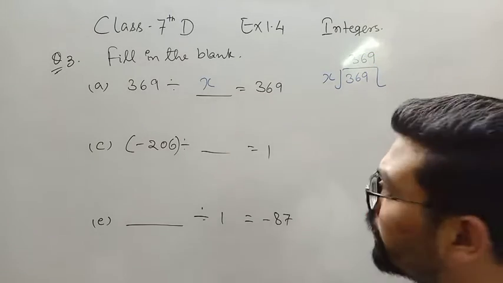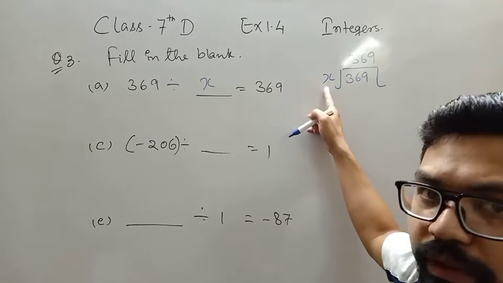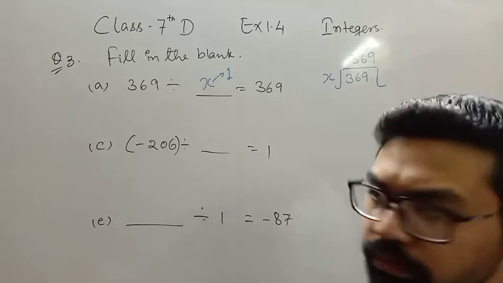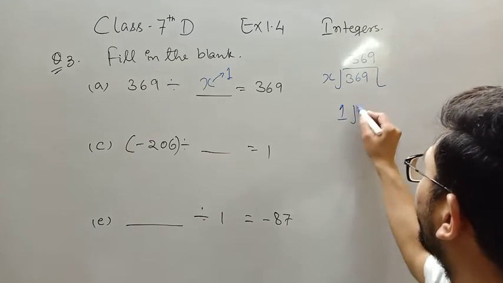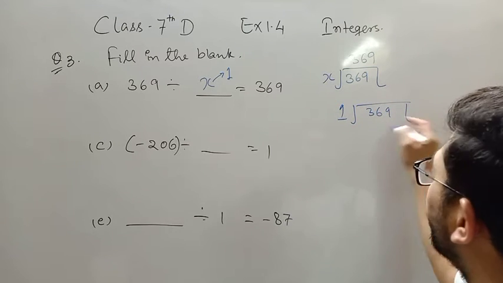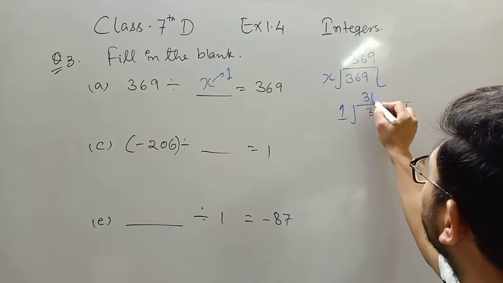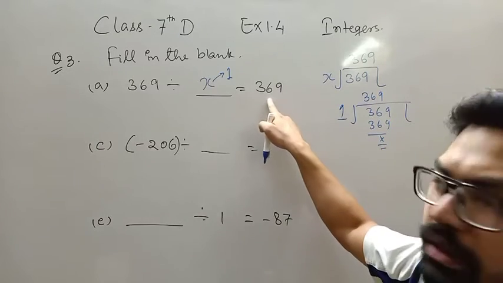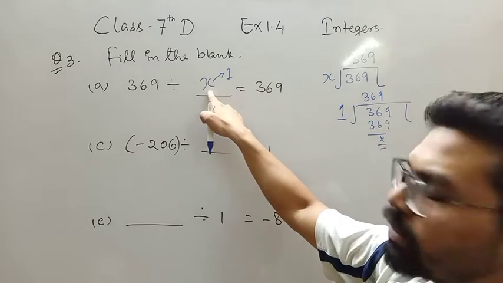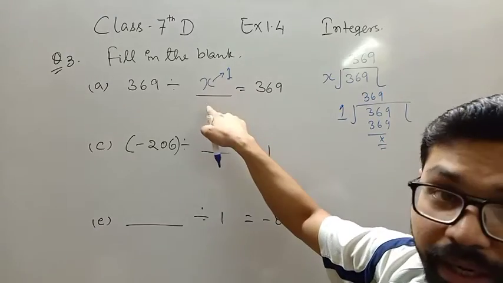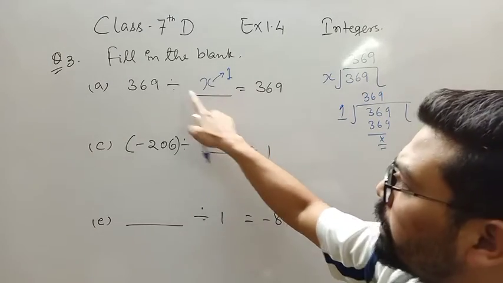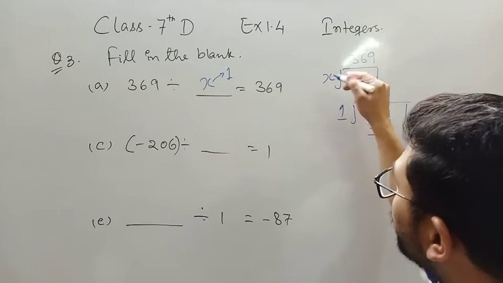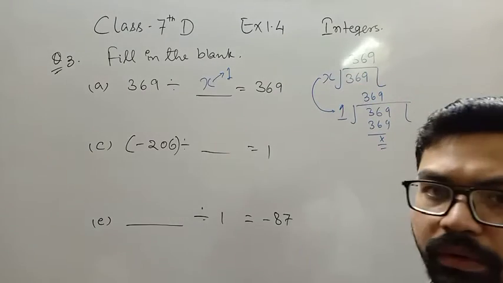So what should be the value of x? The value of x must be equal to 1, because when 369 is divided by 1, 369 ones are 369, so the remainder is 0. So this is the value of the quotient. What should I write in this blank? Equals to 1. So 369 divided by 1 is equal to 369. Is this okay?